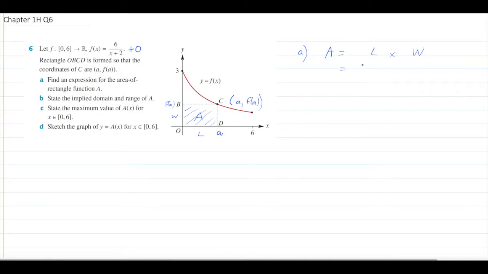In other words, the area is simply A multiplied by f of A. And if we were to express that in terms of an expression that's a little bit better than just A multiplied by f(A), you can say A multiplied by, well, what is f(A)? We know that f(x) is 6 over x plus 2. So f(A) is just replacing x with A, and you get 6 over A plus 2. And then what you end up with is 6A divided by A plus 2.